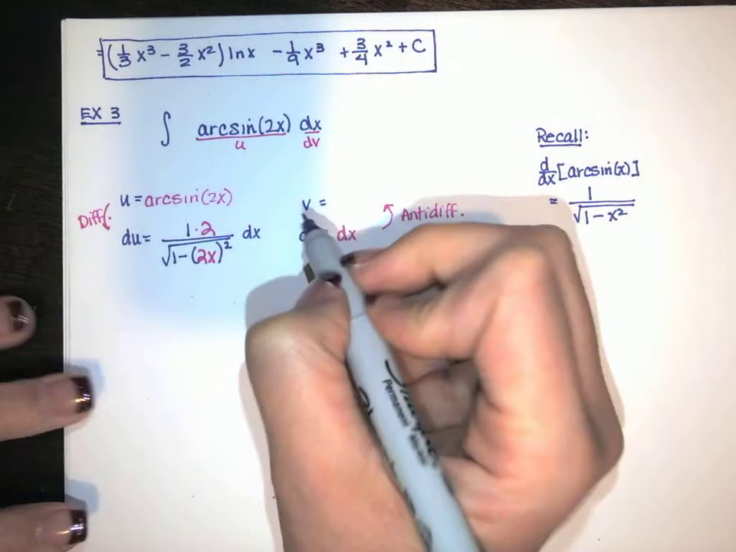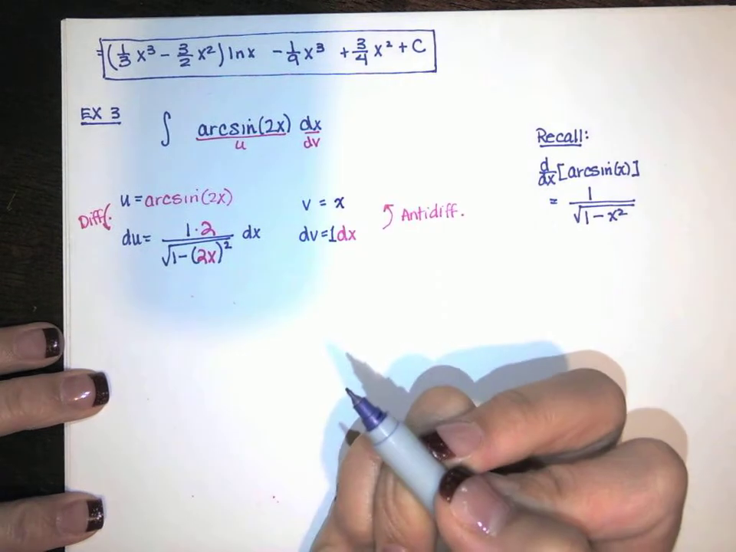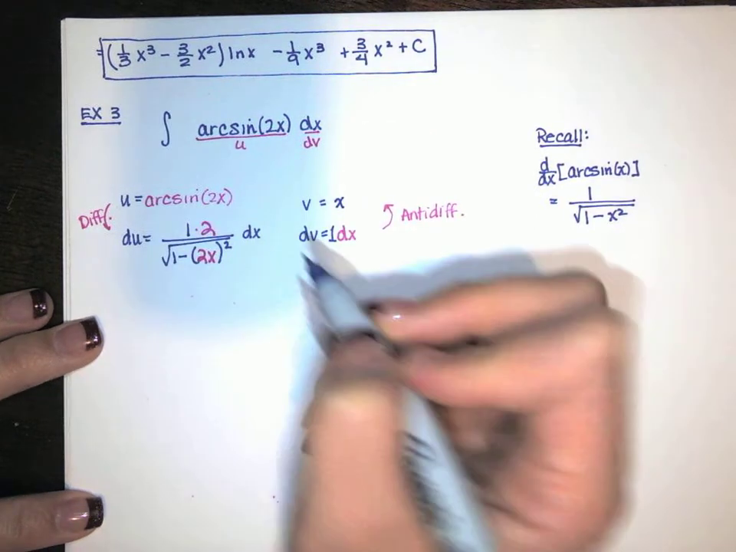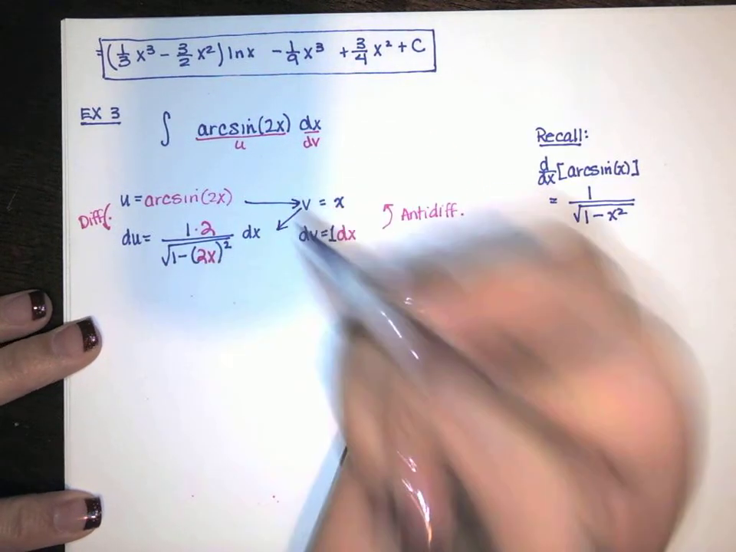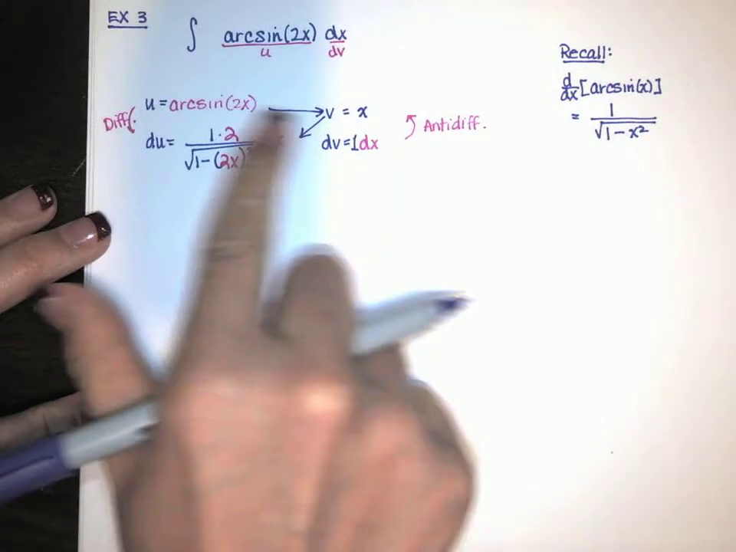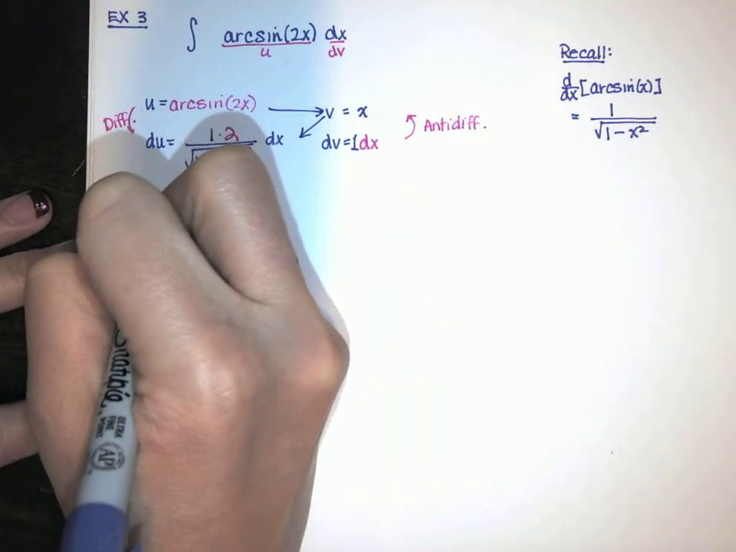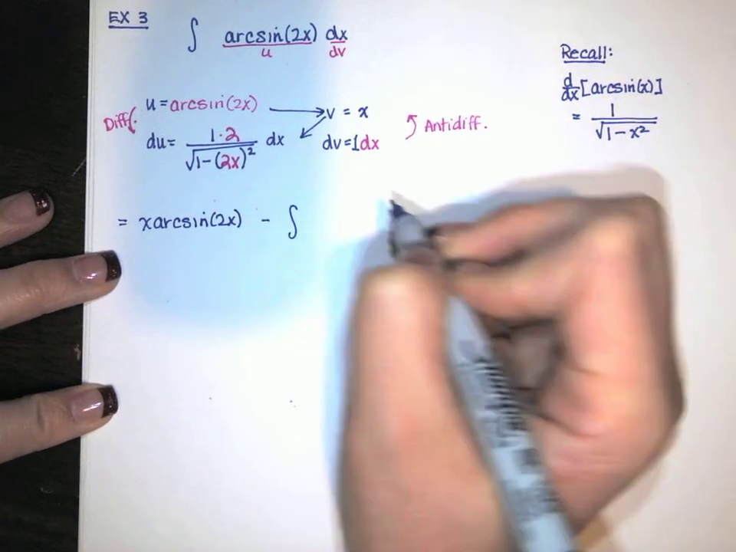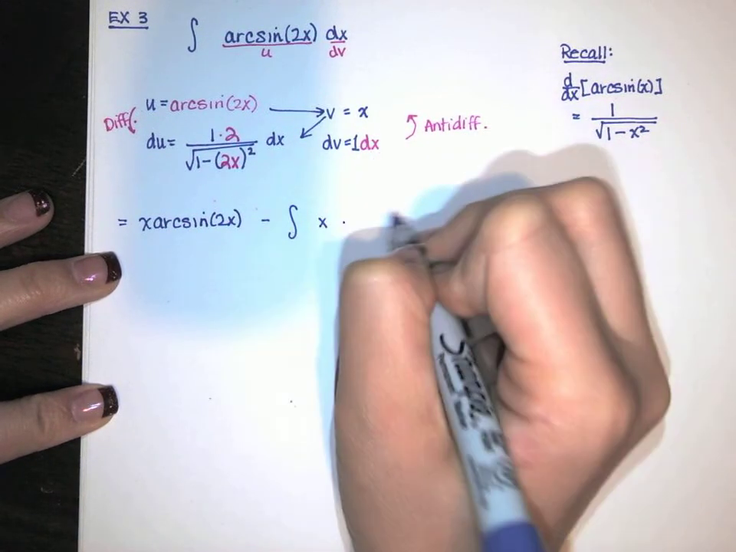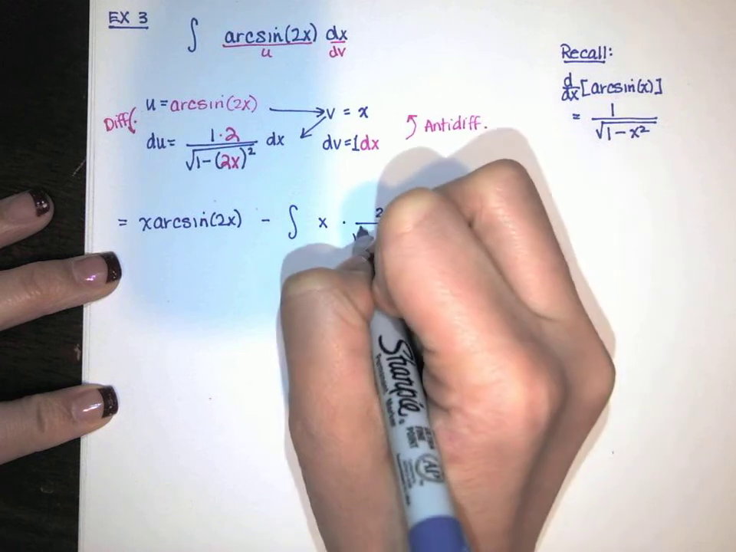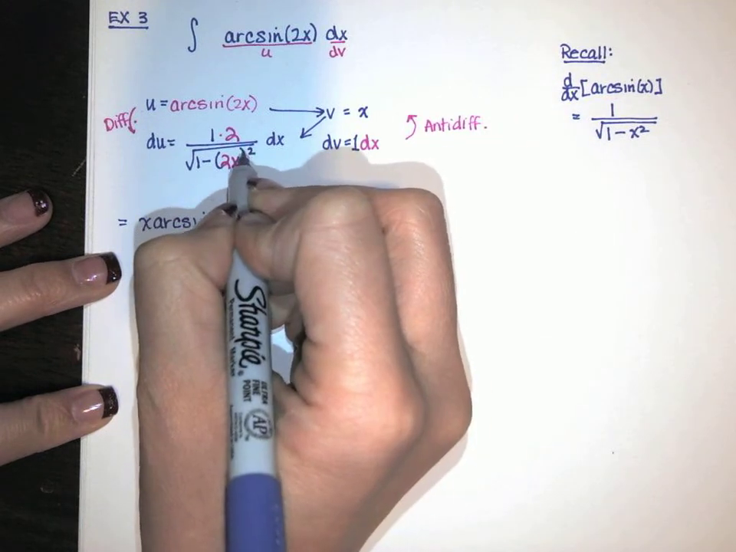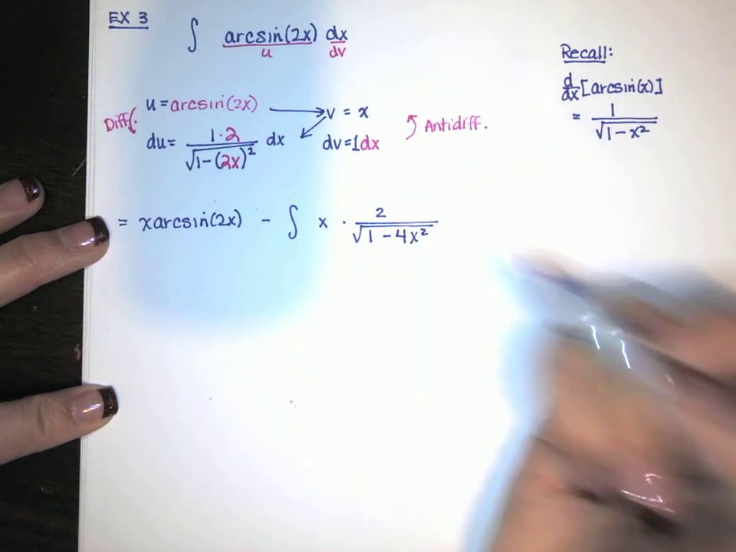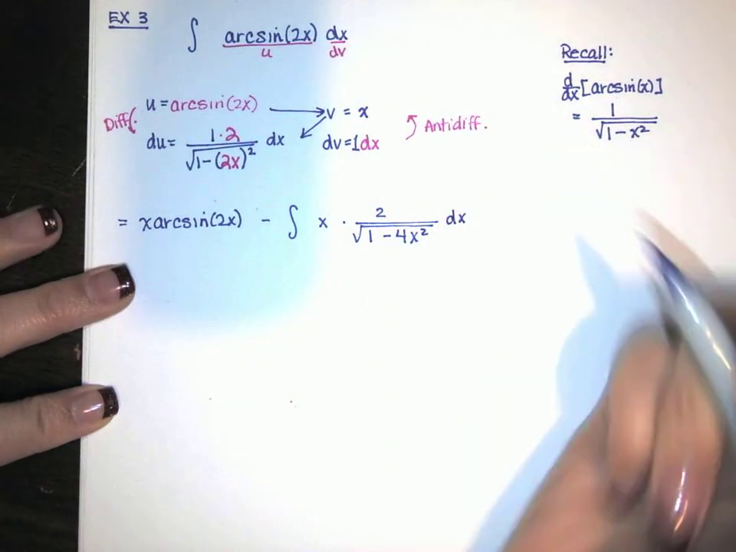The antiderivative of 1 is x. According to our formula, the integral of u dv is uv minus the integral of v du. So I've got x times arc sine of 2x minus the integral of v times du. And remember, when you square 2x, you've got to square the 2 and square the x. So that gives us 4x squared there, dx.